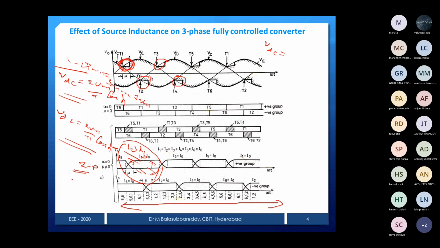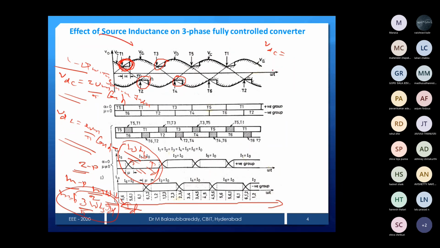I already mentioned in the previous, if it is an M pulse converter, then what is your output voltage expression? Suppose it is an M pulse converter, what is the drop? This is M by 2 omega Ls by pi into Id. Now suppose M is equal to 6, a 6 pulse converter. 6 by 2, that means 3 omega Ls by pi into Id. This is the drop.